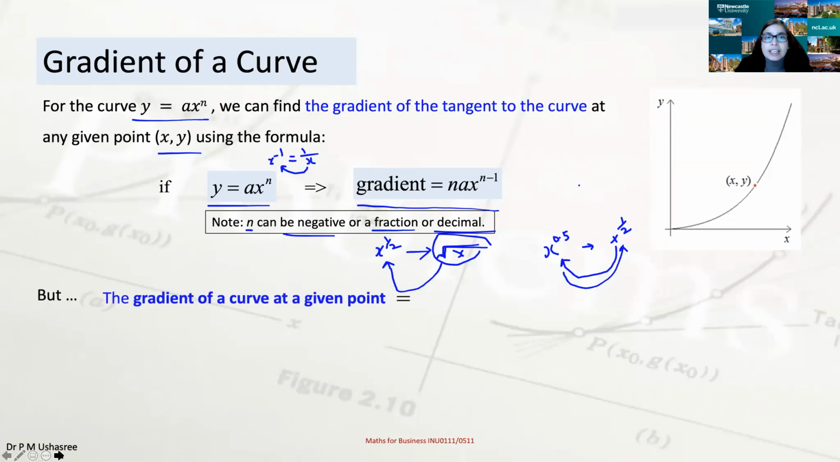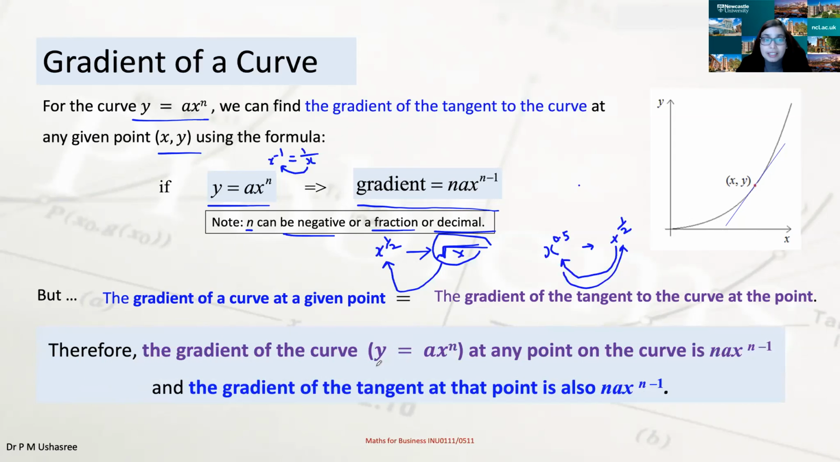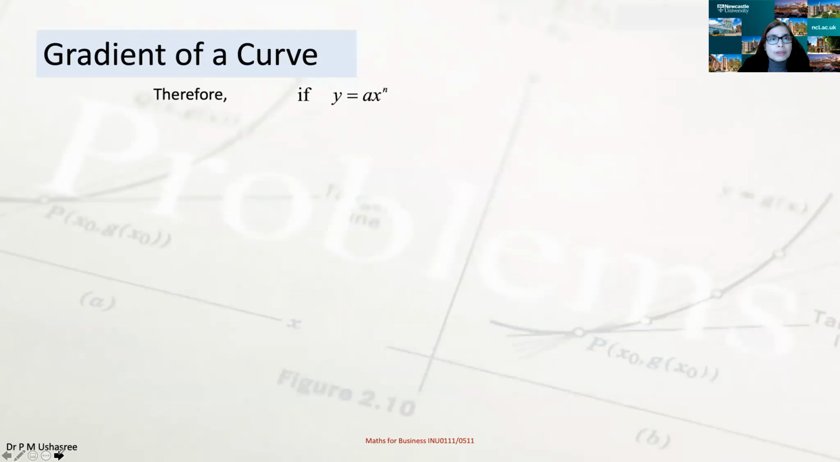The gradient of a curve at a given point is equal to the gradient of the tangent to the curve at that point. You know that now. We have seen it just now. Therefore, the gradient of the curve y is equal to a times x to the power of n at any point on the curve is n times a times x to the power of n minus 1. And the gradient of the tangent at that point is also the same. So this formula you should remember.